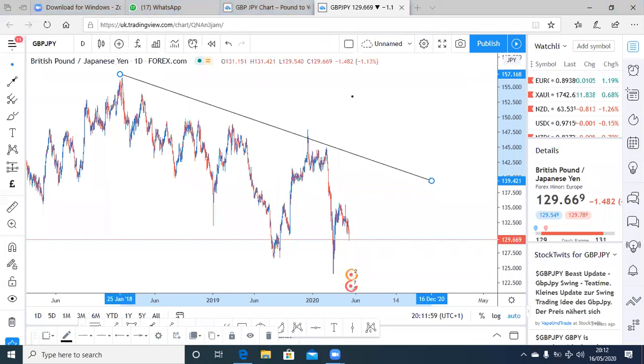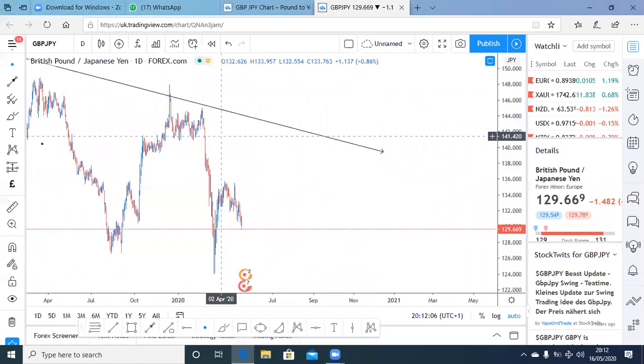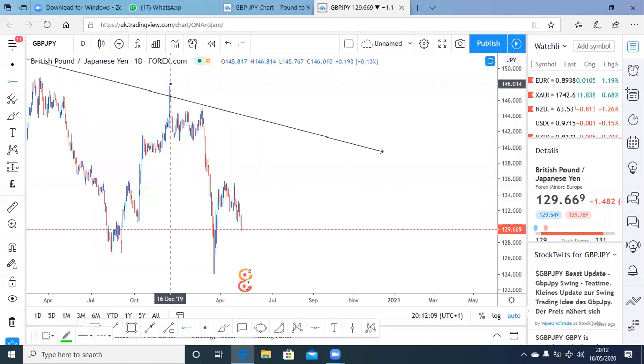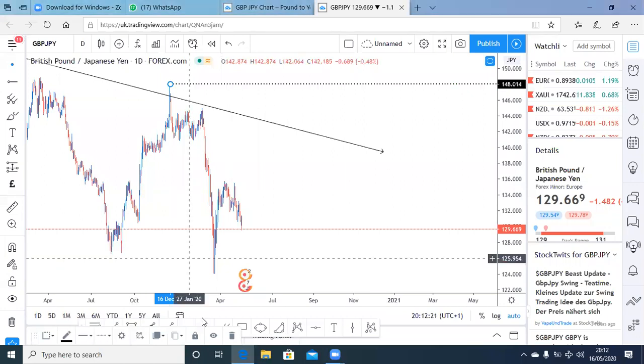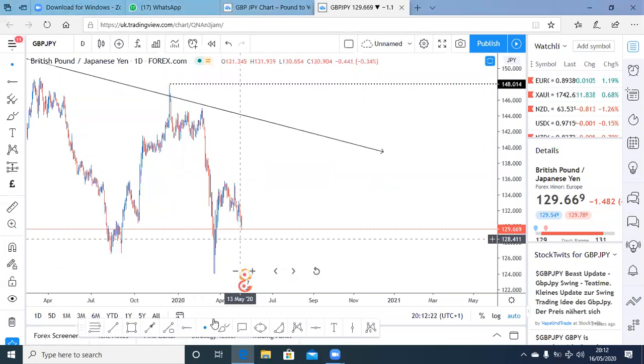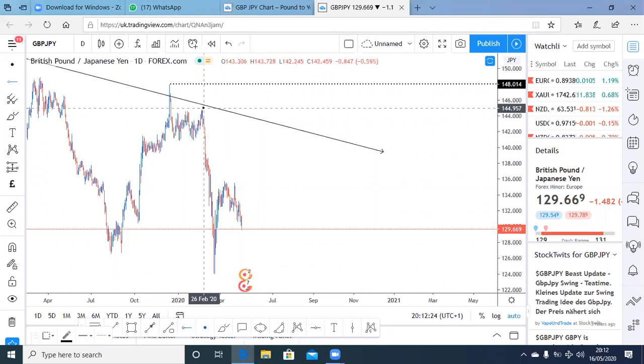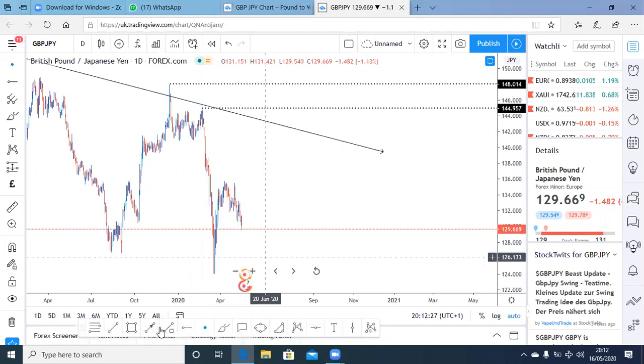So on the daily time frame, all I'm going to do is literally mark out all the significant highs and significant lows as close as possible to where price is currently playing at. So all my significant highs, I'm going to mark them. Then I'll mark all my significant lows.